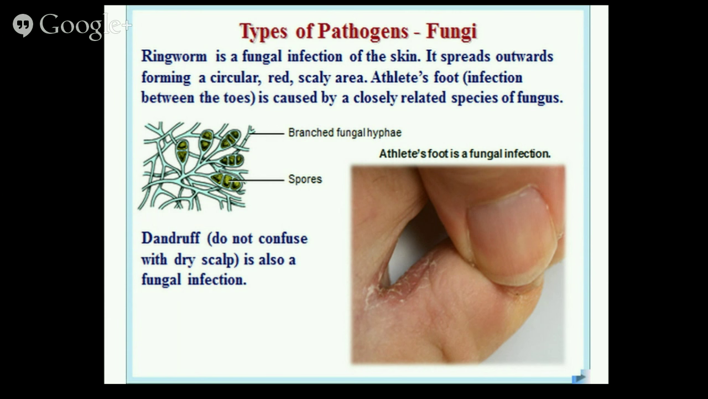And all you do is just go to the doctors and they give you some antifungal cream and you just put it on and it goes. So fungi tend to live on the surface.